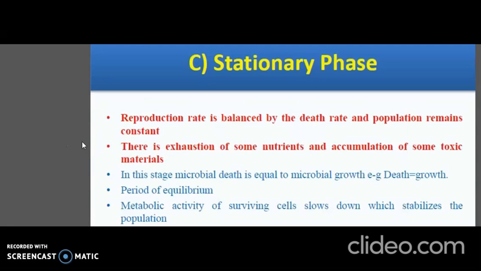The next phase is the stationary phase. Reproduction rate is balanced by the death rate and population remains constant here. There is exhaustion of some nutrients and accumulation of some toxic materials. In this stage, microbial death is equal to microbial growth, and there is a period of equilibrium. The metabolic activity of surviving cells slows down, which stabilizes the population.